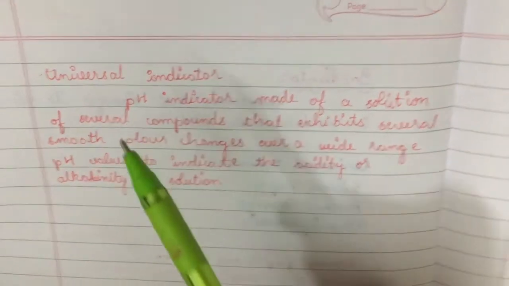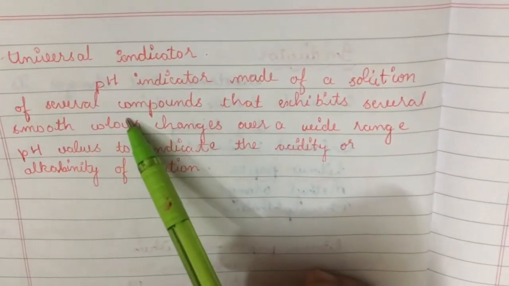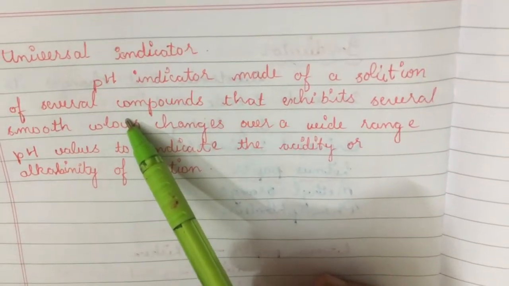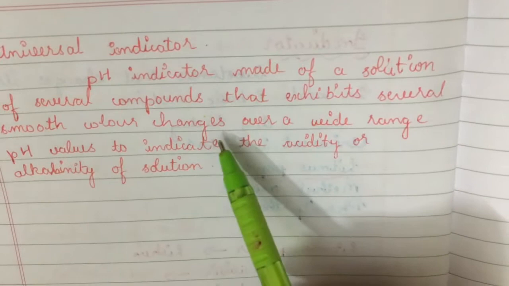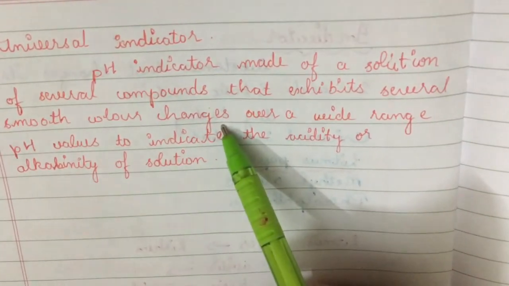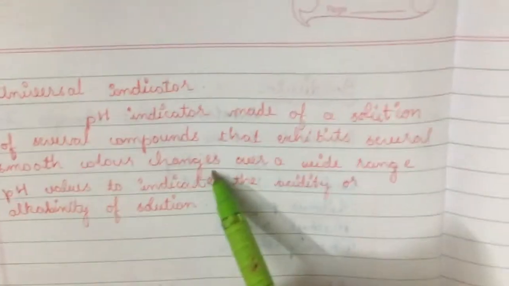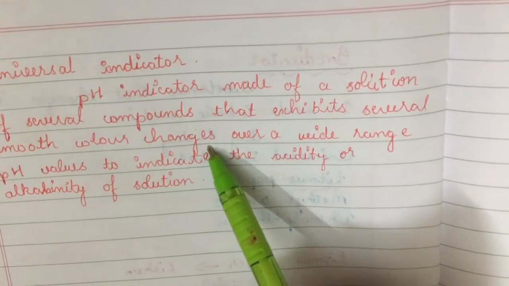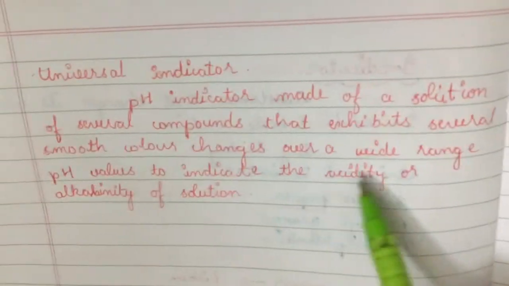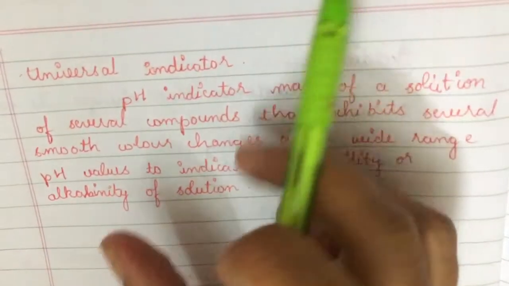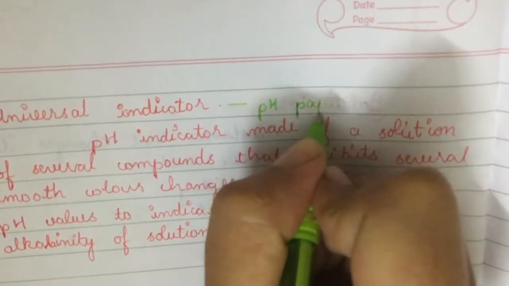Universal indicator can be defined as a pH indicator made of a solution of several compounds. That is, this indicator is made up of a solution of several compounds mixed together that exhibit several smooth color changes, and we can accurately determine these color changes, whether acidic or basic, by defining the strength of the acids as well as the bases over a wide range of pH values to indicate the acidity or alkalinity of the solution. So this universal indicator is the pH paper, the pH paper which we use in our lab.